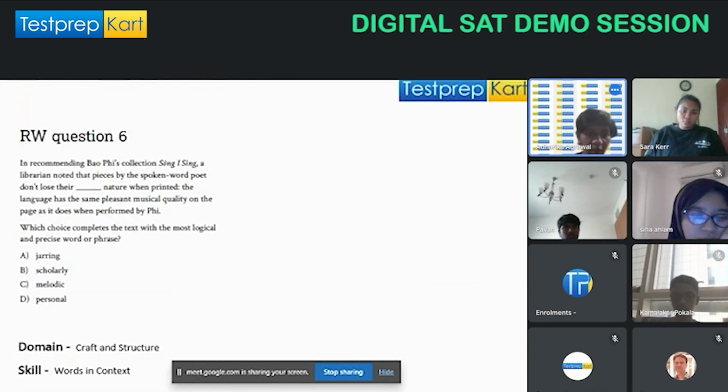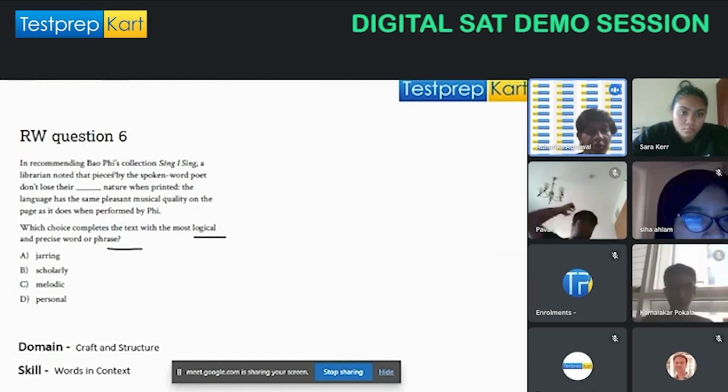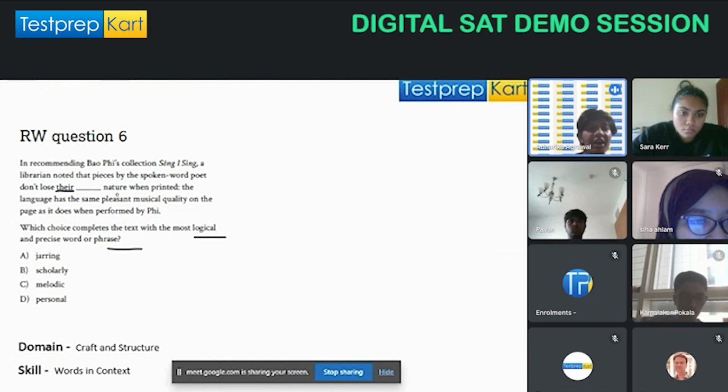Now this is based on vocabulary. I want you all to read: in recommending the piece collection song I sing, a librarian noted that pieces by the spoken word poet don't lose their dash nature when printed. The language has the same pleasant musical quality on the page as it does when performed.